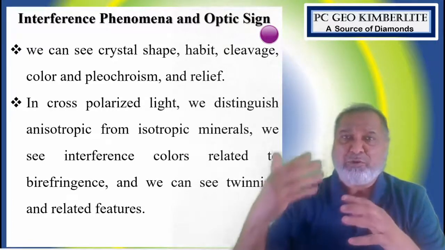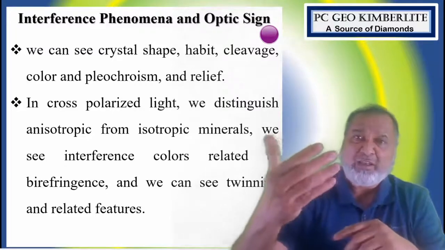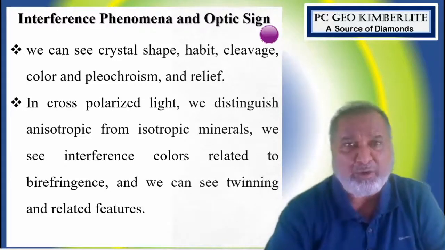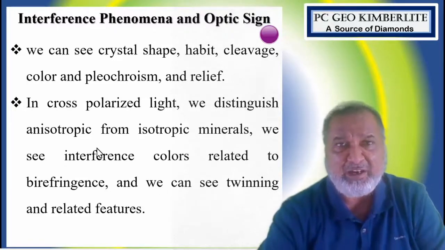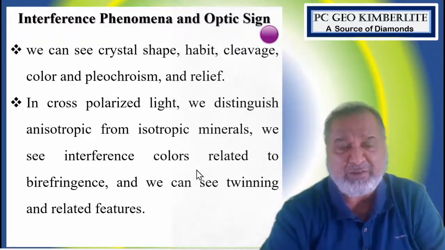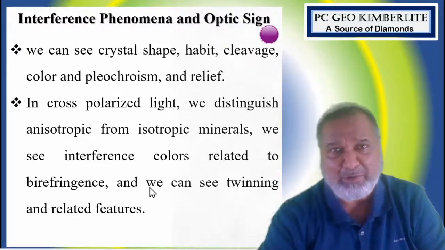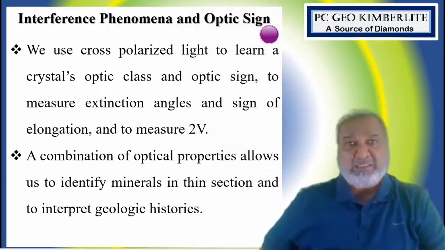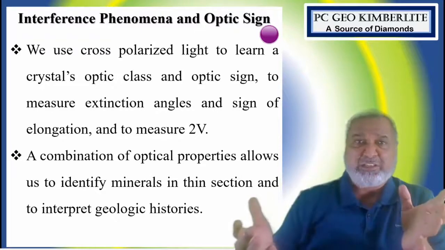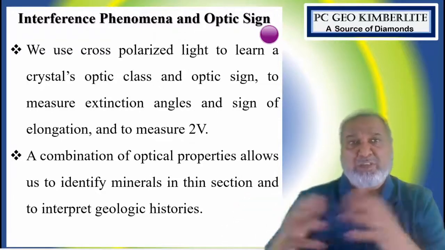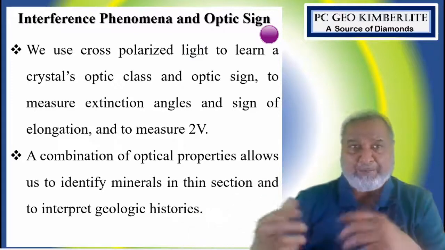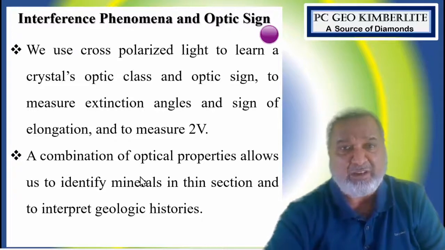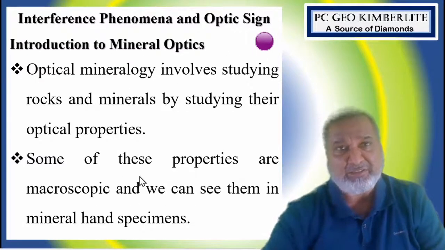So this is the way we see the properties in plane polarized light and the properties in cross Nicol. In the cross polarizer light, we distinguish anisotropic from isotropic minerals. We see interference color related to birefringence. That we have already talked about. We use cross-polarized light to learn a crystal's optic class and its optic sign, to measure the extinction angles or sign of elongation, or to measure the 2V. A combination of optical properties allows us to identify minerals in thin section and to interpret geological histories.